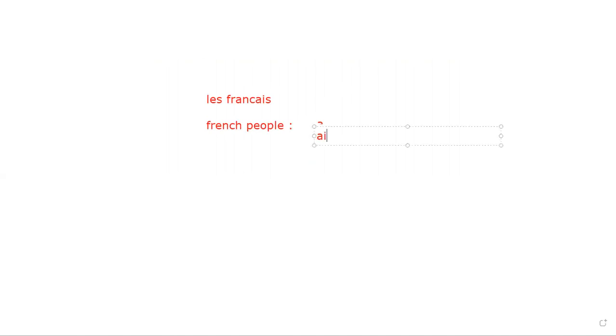We have le français, aiment. Pen down, please. A-I-M-E-N-T. What is faire over here? Faire du shopping. Repeat after me. Faire du shopping. All of you repeat. Faire du shopping.